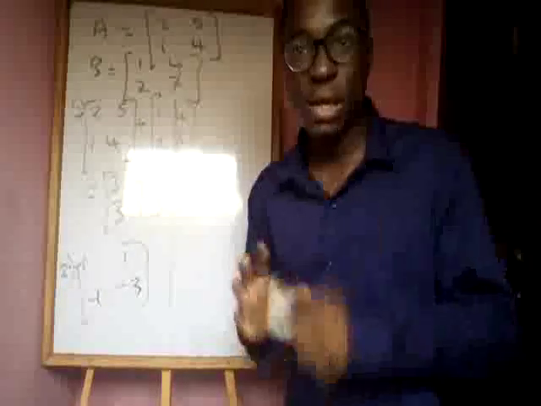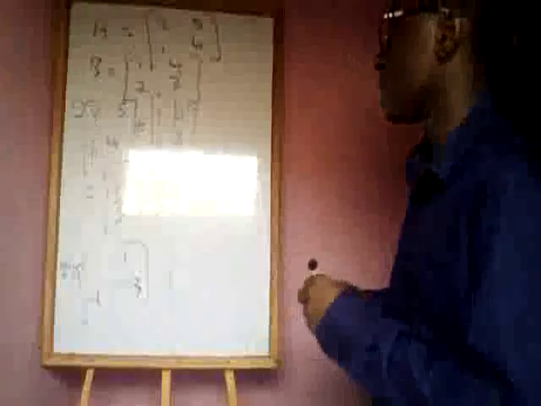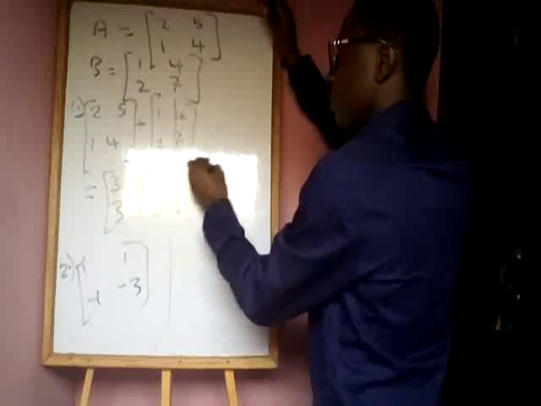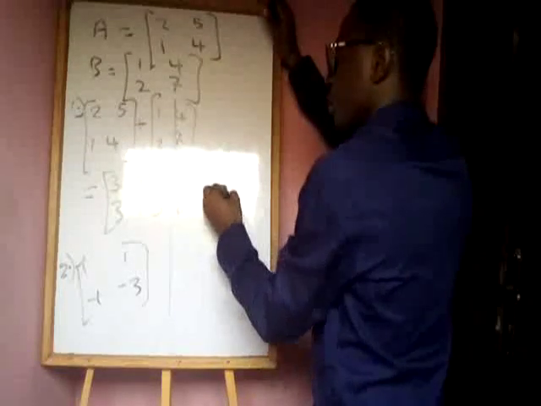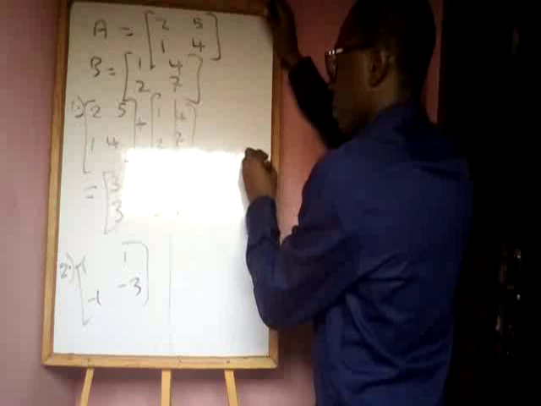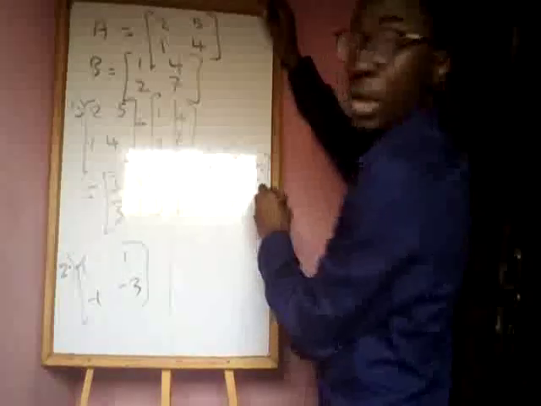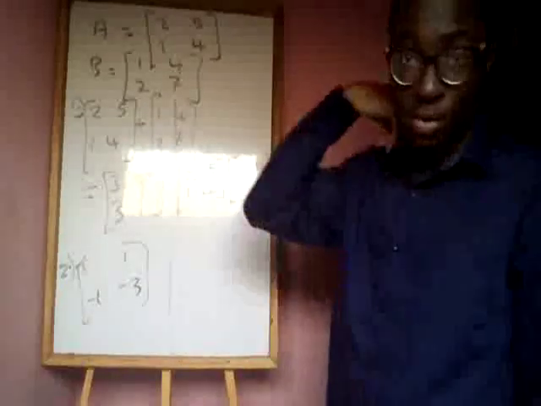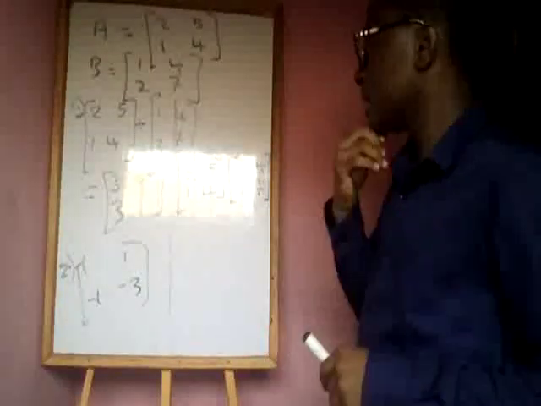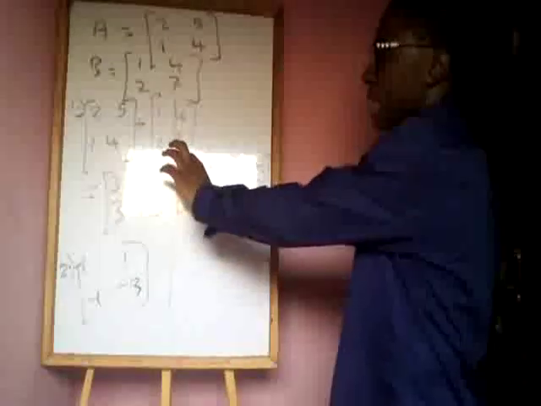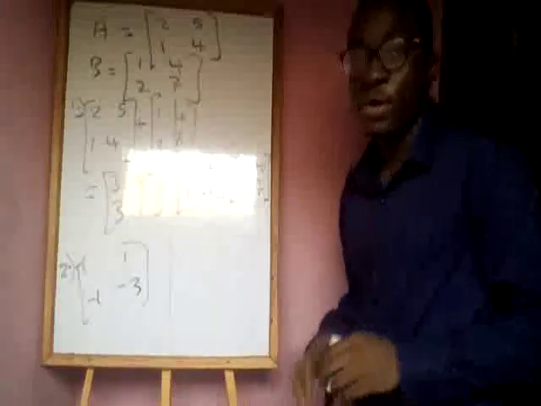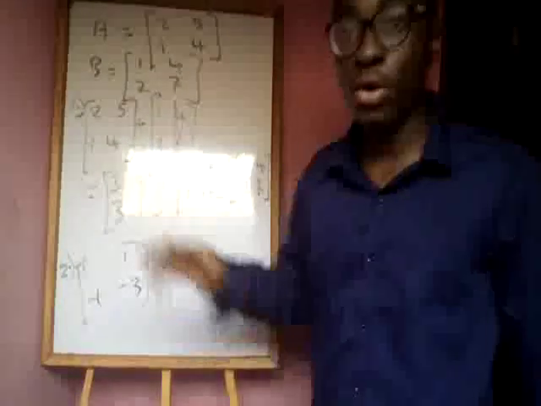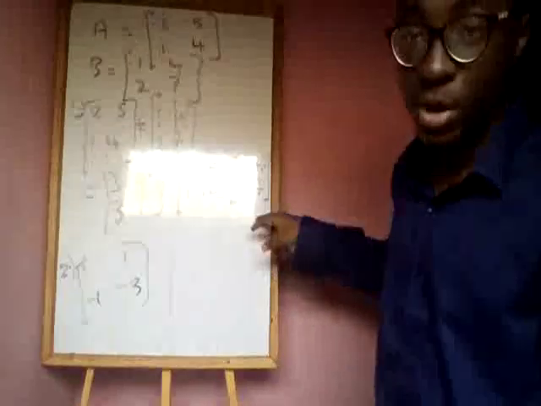So let's talk about multiplication of matrices. For multiplication, we'll be multiplying them like this: 2, 5, 1, 4 beside 1, 4, 2, 7. Now I want you to understand that in this concept, you are going to multiply a row by a column, and before you can do this, you must make sure that the number of columns in the first matrix is equal to the number of rows in the second matrix.